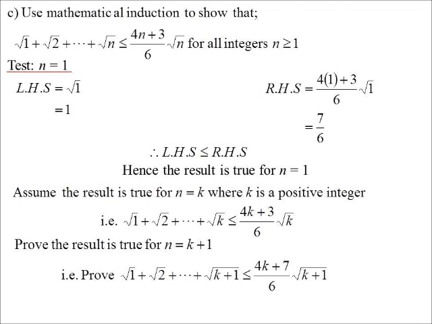Well, it is a series type, so I'll rewrite the left-hand side as the last term and the second last term. So look, there's my assumption: square root of 1 plus square root of 2 up to square root of k. We assumed that was less than or equal to (4k plus 3) on 6 root k. All right, we wanted 4k plus 7 on 6, but it was times root k plus 1.